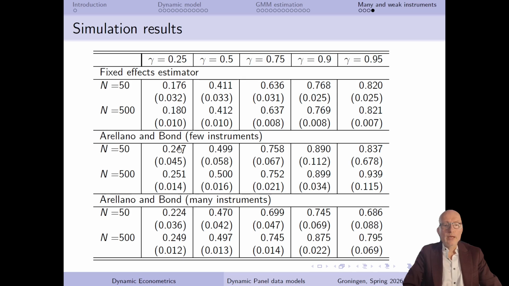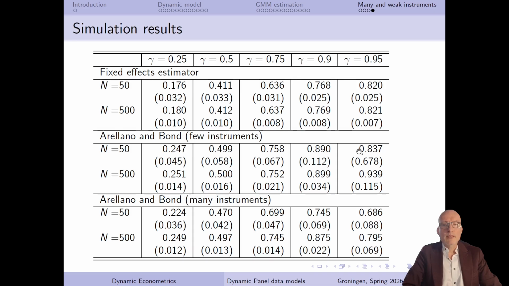At the moment that we look at few instruments, then we do see that, at least when gamma is not too large, we do quite well. We do even a little bit better in the case that N is equal to 500. We are a little closer, and also with smaller standard errors. But even in the case that N is equal to 50, we do quite well. Then when gamma becomes equal to 0.9, we still do quite well. But we do already see that there's going to be a little bit of a larger bias when N is equal to 50.